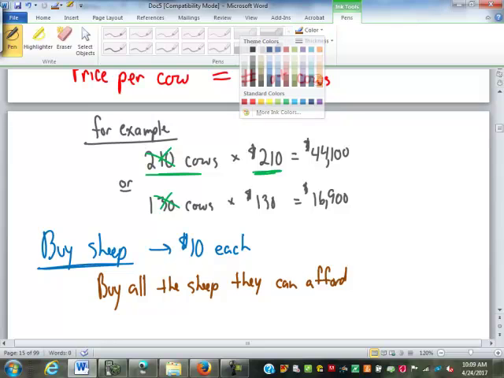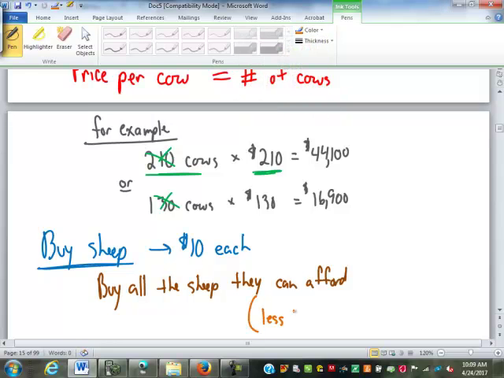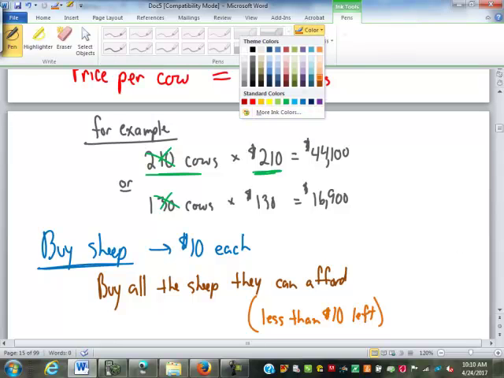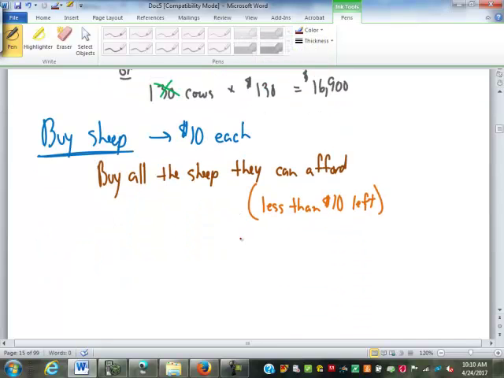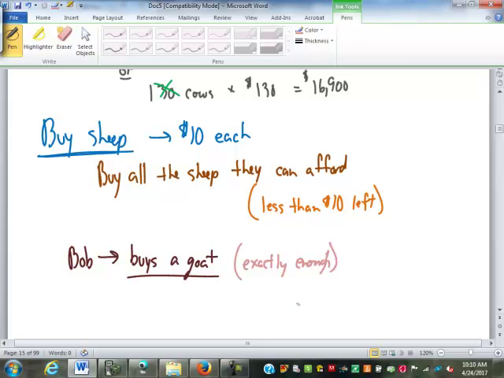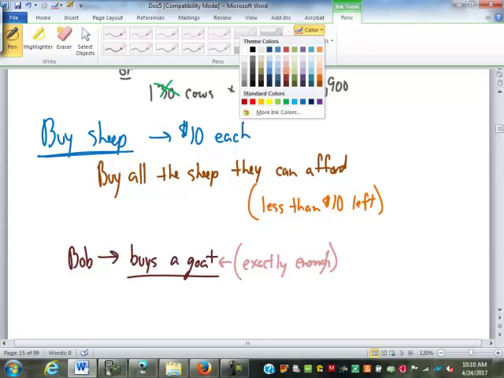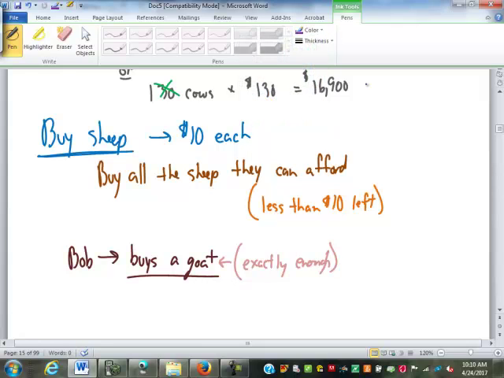So what does that mean? That means they have less than $10 left. Because if they had $10, they'd have bought another sheep. With what's left over, Bob, who's always wanted a goat, buys a goat. They had exactly enough left over to buy that goat. So they've spent all the money. They have no money left over from selling the cows. They've got a whole bunch of sheep and they've got one goat.